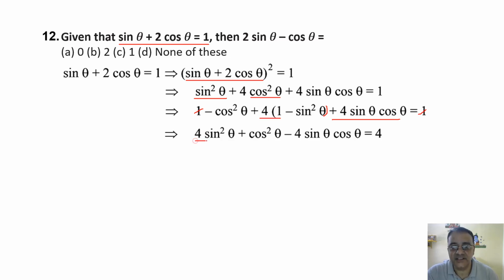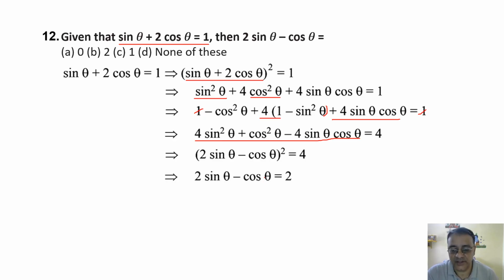Okay, now this is nothing but this is in the form of a minus b whole square, that is 2 sine theta minus cos theta whole square. Now if you take square root, you will get 2. Okay, why? Because 2 sine theta minus cos theta is not equals to minus 2. Is this clear? Or anyhow if suppose we are getting plus minus 2, the option is only 2 is there, so the correct option is B.